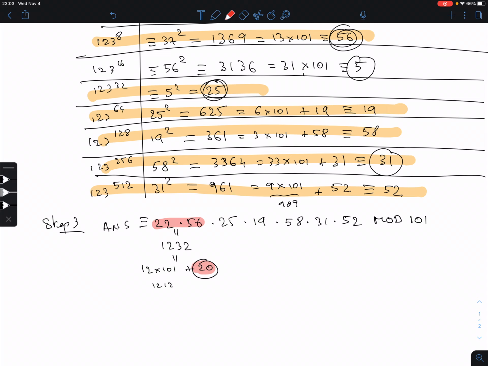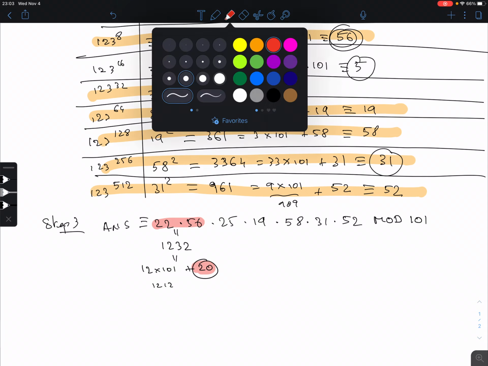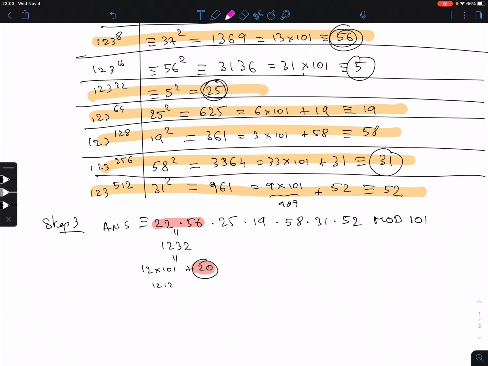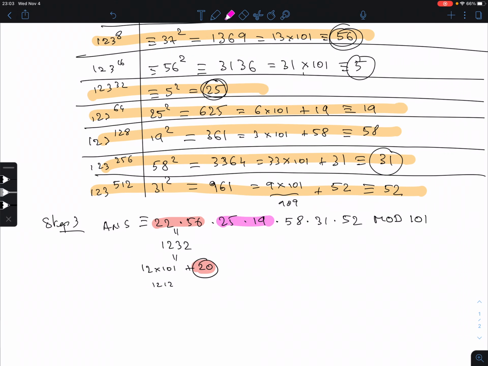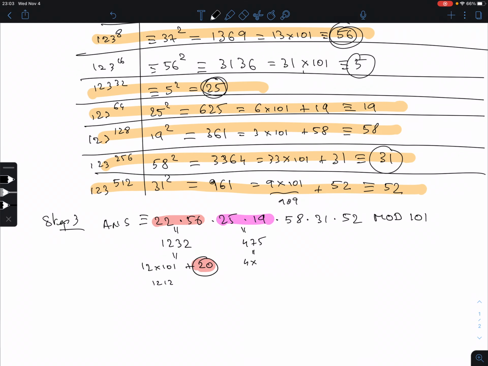I can now take the next pair. There's a couple of ways you can do this. I'm not saying this is the only way, but let's do it this way. It's perhaps a little bit easier for you to follow if I do 25 times 19. That is 475. That is 4 times 101, which is 404, plus 71. So this is 71.